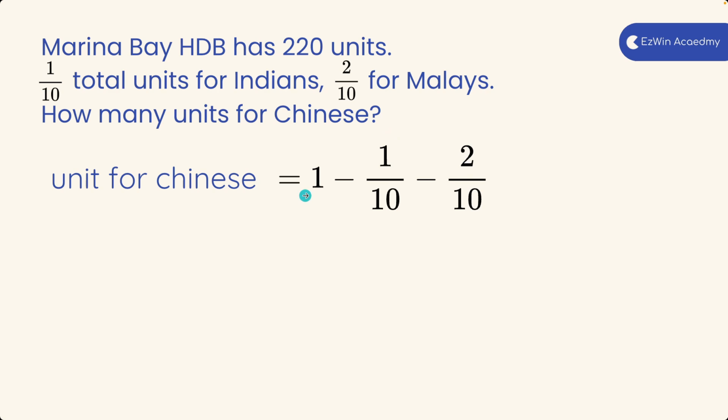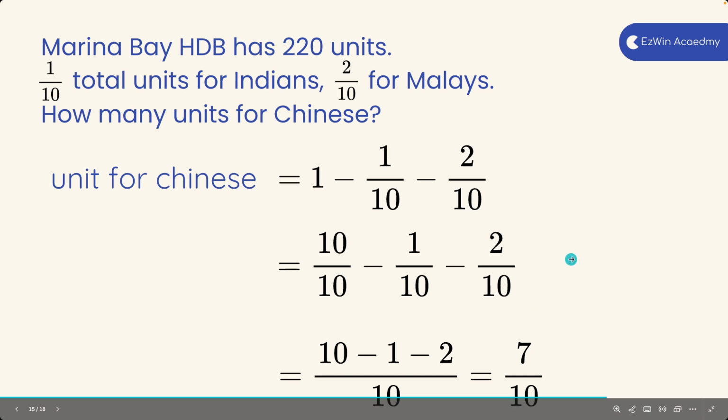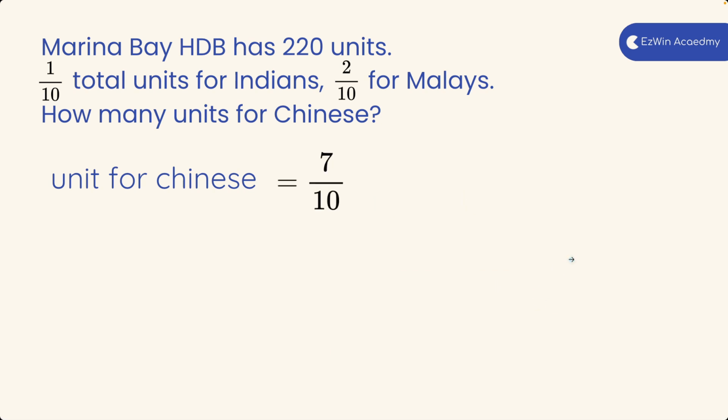So 1, if you represent it with the common denominator, is what out of 10? It is 10 out of 10. If you say 10 out of 10, you're right. So you have 10 out of 10 minus 1 out of 10 minus 2 out of 10. Since we have the common denominator, we can just subtract the numerators, as we see over here. So it's 10 minus 1 minus 2. If you do some simple subtraction, it will be equal to 7 out of 10. And that is the first step.